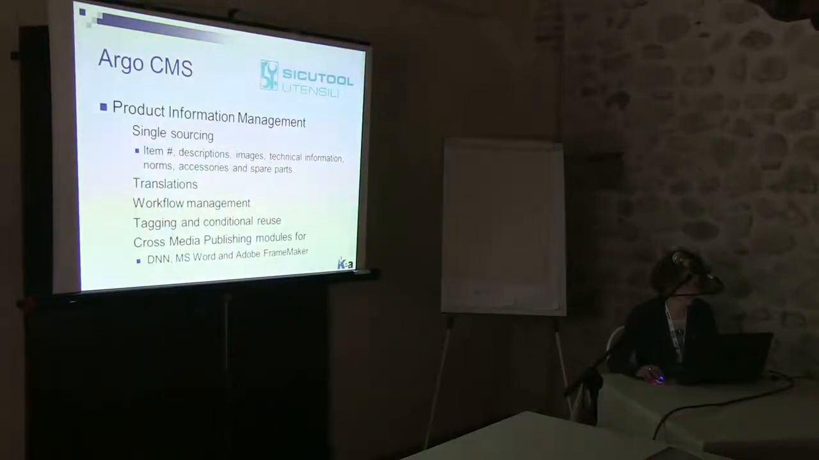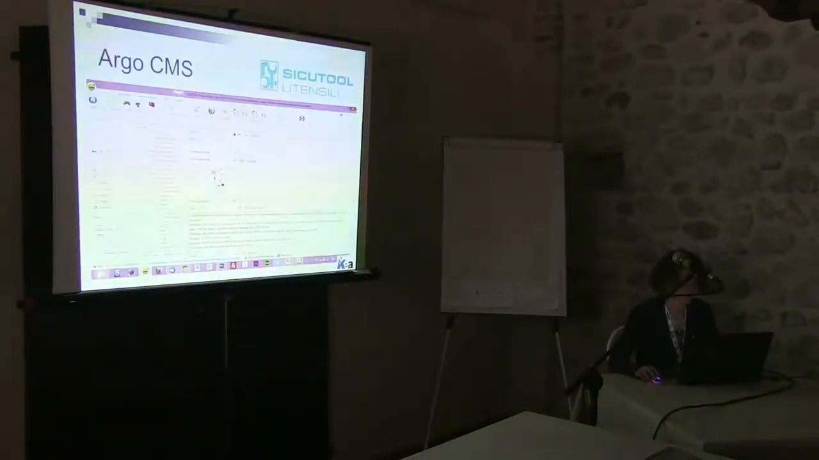They tag the content for conditional reuse, so content for print catalog, for the web catalog, for the technical information, so the product cards. And finally, they publish the content cross-media through modules integrated with DNN for the online publishing, and with Microsoft Word and Adobe FrameMaker for the print media. This is a screenshot of Argo, but in a few minutes I will show you the system live.